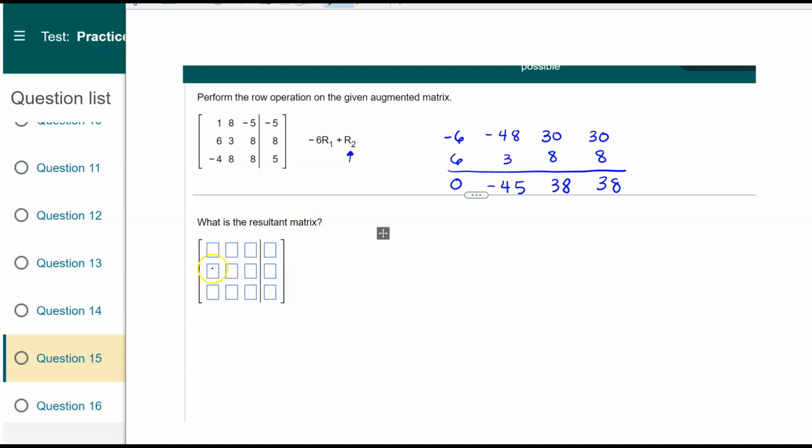Row 2. So you will have 0, -45, 38, 38. Then the rest you just have to copy. So you have 1, 8, -5, -5. Then you have -4, 8, 8, 5. Again, you would add that to row 2, to whatever row that you find here.